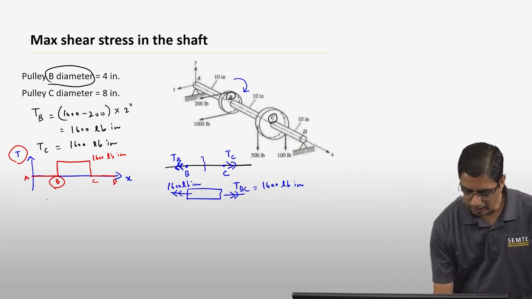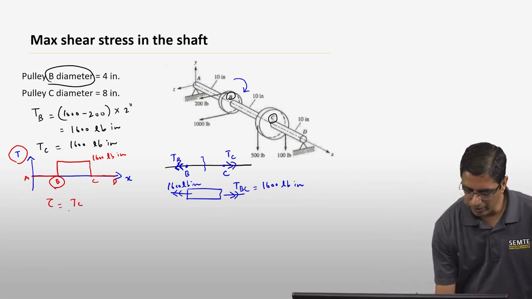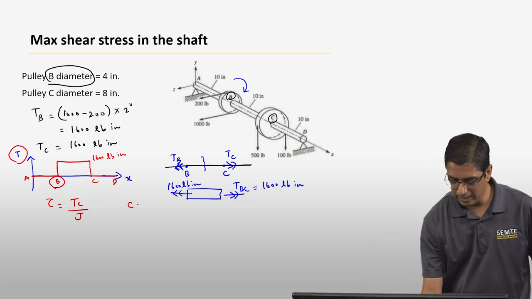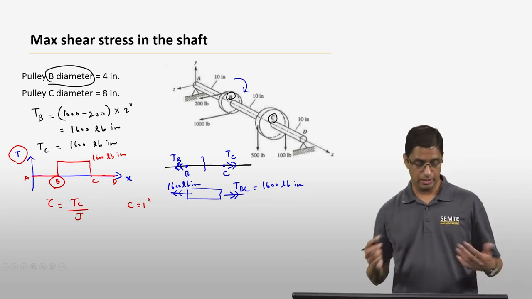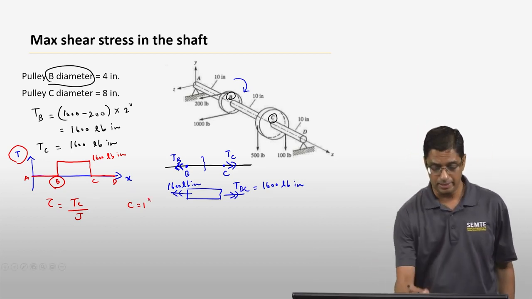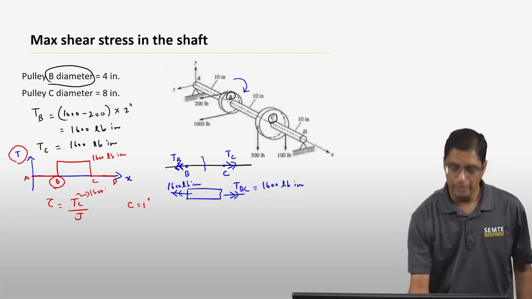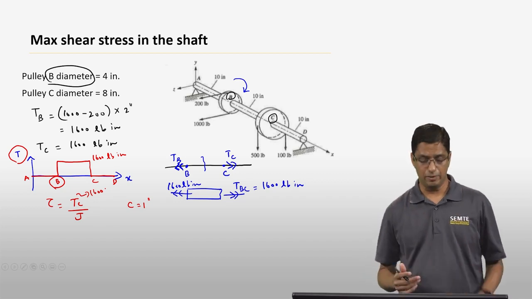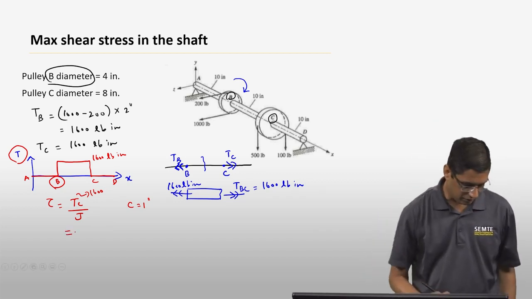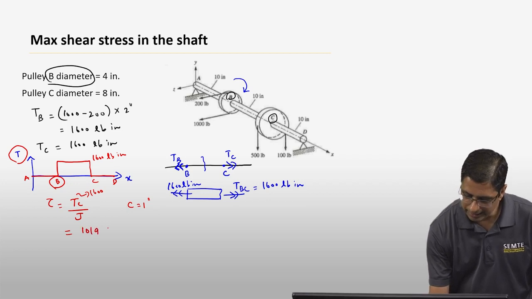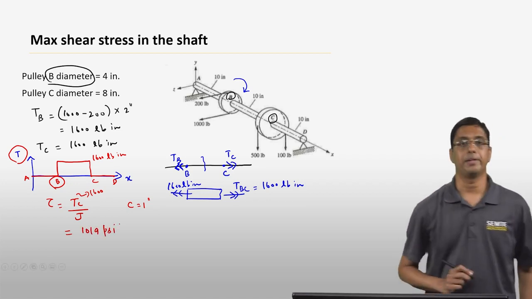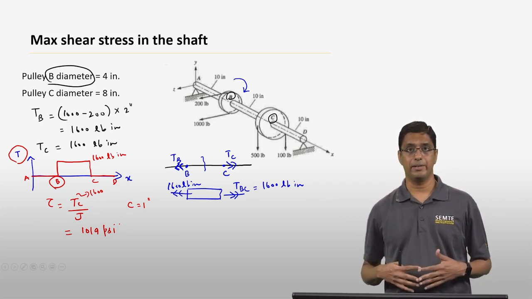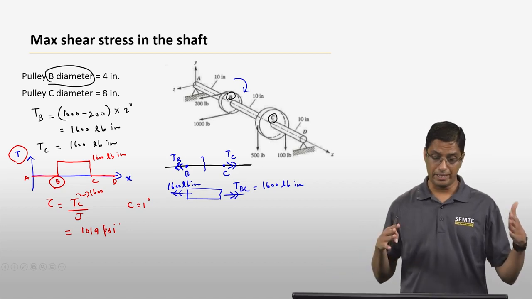We know that tau is Tc over J, where c is the radius of the shaft. In this case, I want to remind you that c is 1 inch. And you know what the torque is at this particular point, that is 1600. You can find out what J is, which is just the polar moment of inertia. And if you calculate what tau is going to be, that value is going to be equal to 1019 pounds per square inch.